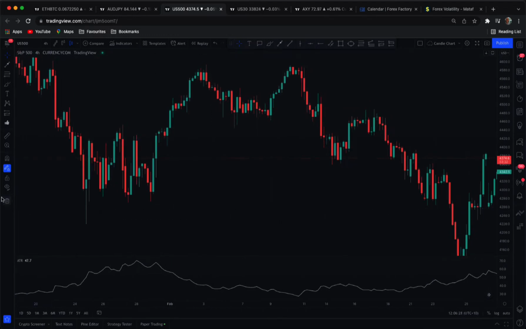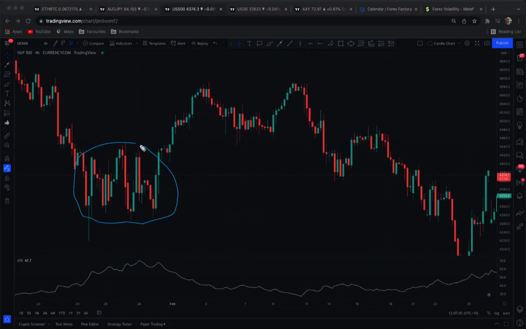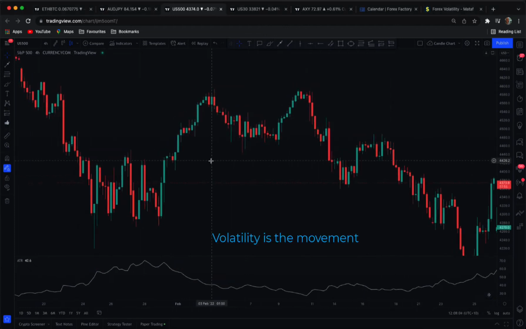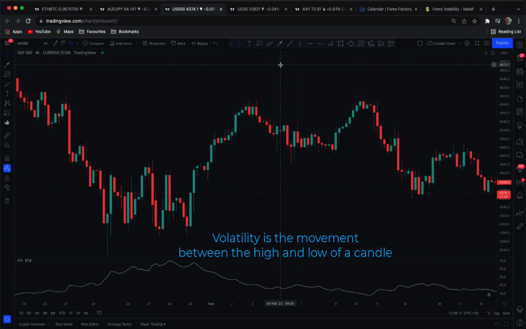What the average true range does is it measures the volatility in the market. See this section of the chart here. Notice the volatility is extreme compared to, say, the volatility in this trend here. With the increased volatility, we see the average true range ascending, and when the volatility drops off, we see the average true range descending. So it's a measure of volatility. The volatility is the movement between the high and the low of a candle.